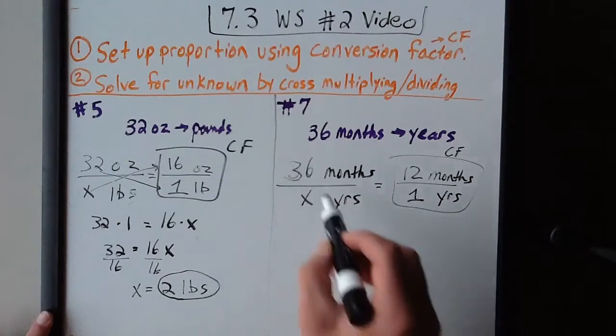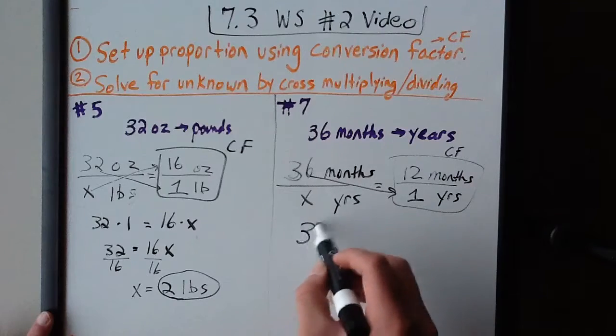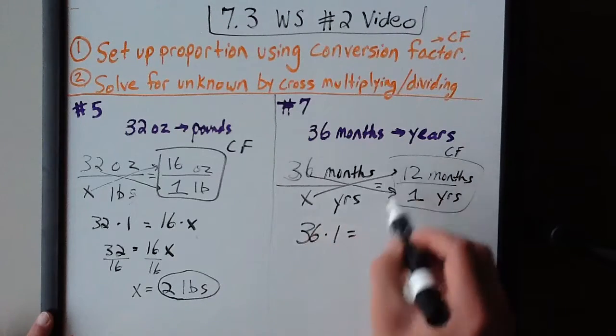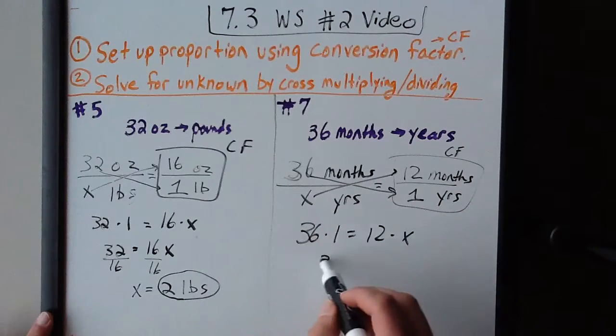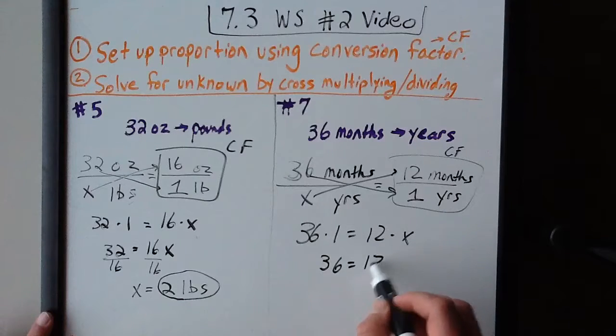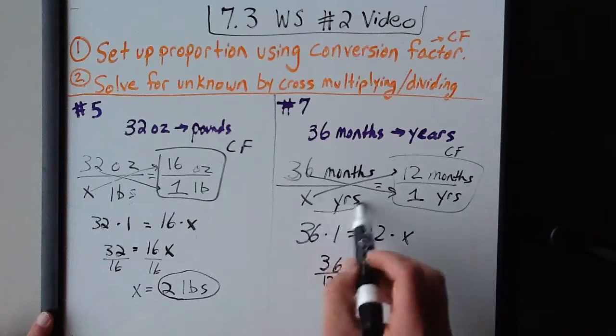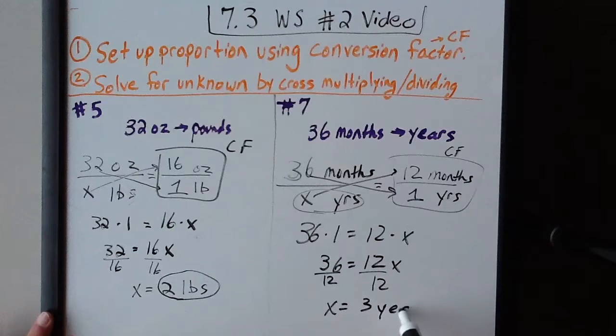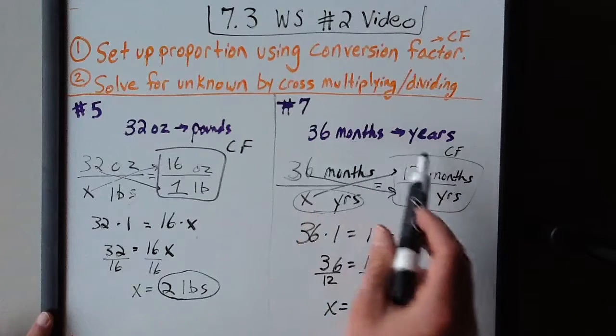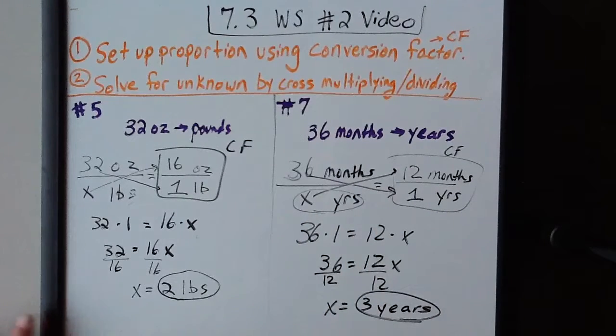Now I cross multiply and divide. 36 times 1 is equal to 12 times x. So 36 is equal to 12x. Now I'll divide both sides by this coefficient. Divide both sides by 12, and I get x equals 3. 3 what? 3 years. Okay, so if I convert 36 months to years, 36 months is the same as 3 years.